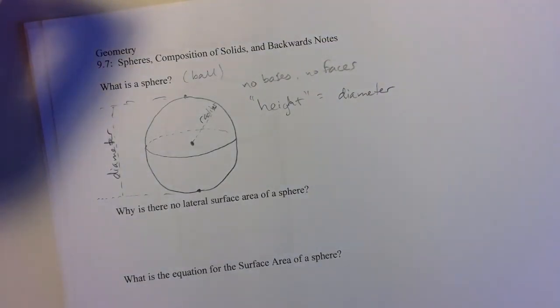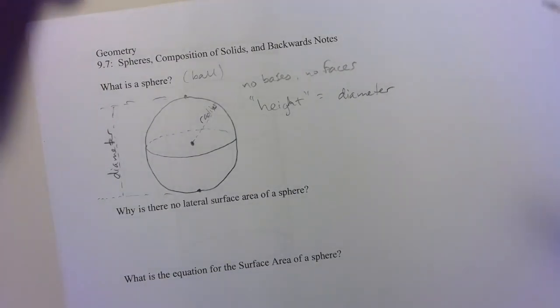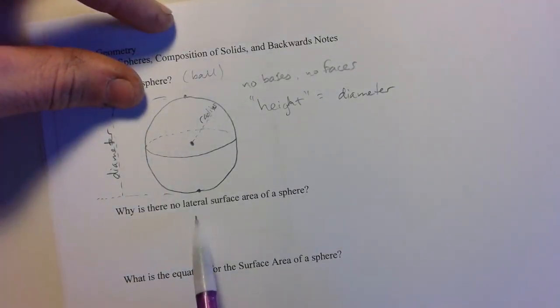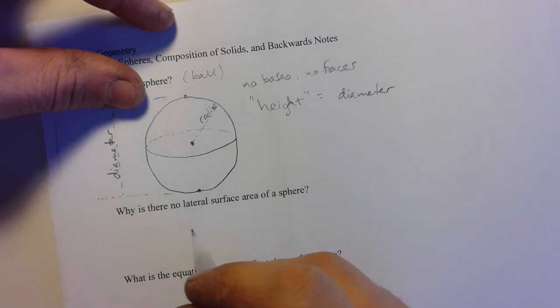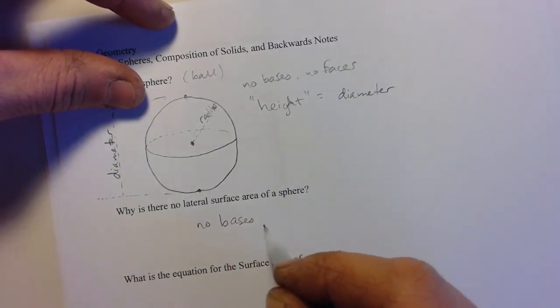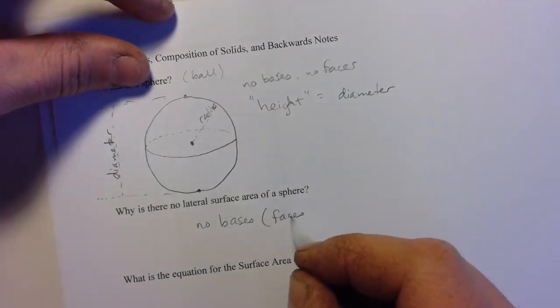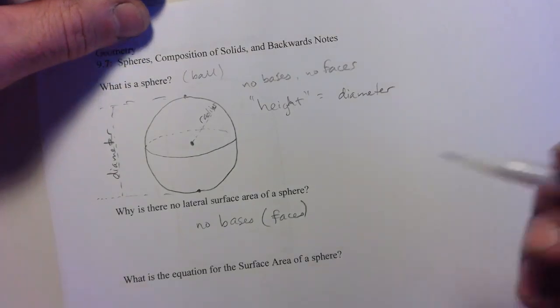So there's our basics of what the sphere looks like. Okay, so why is there no lateral surface area of a sphere? It's because there's no bases, or faces for that matter. So you can't have lateral faces if there's no faces at all.